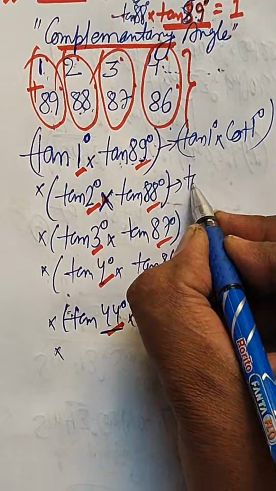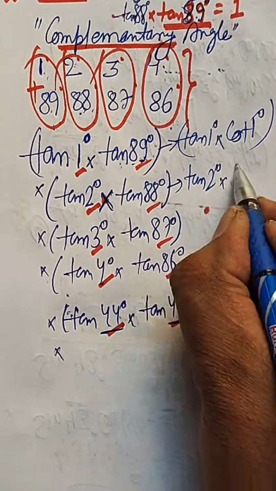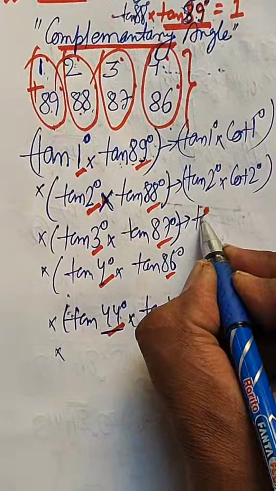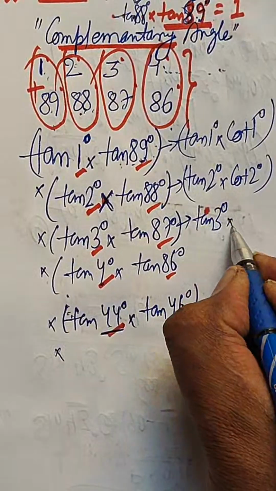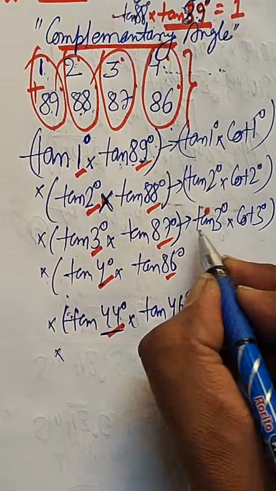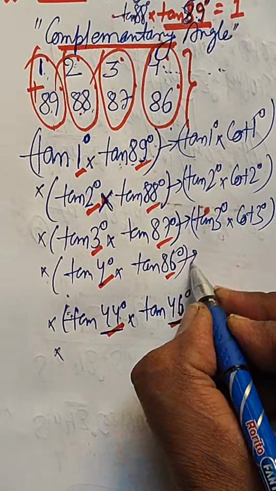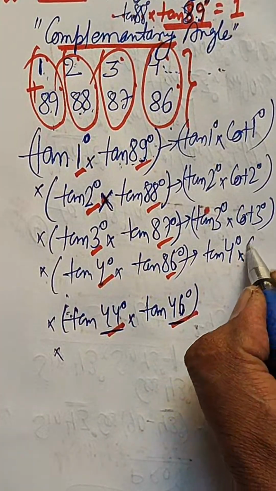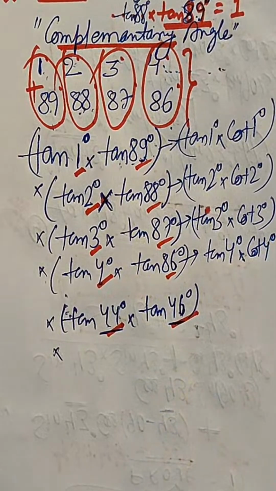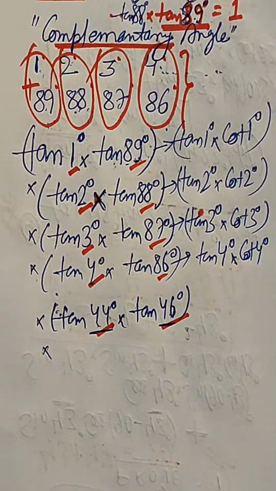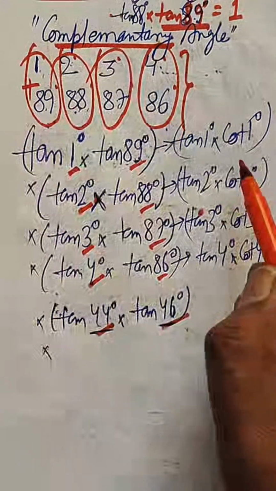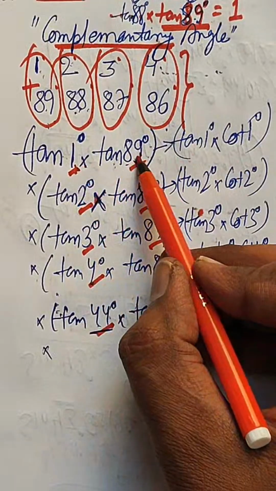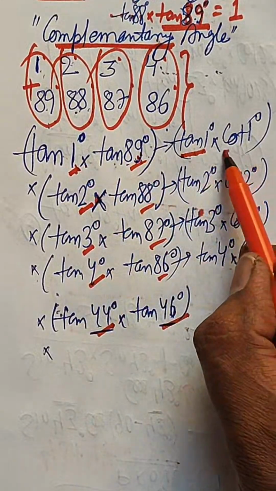This will be tan 2 degree into cot 2 degree. This will be tan 3 degree into cot 3 degree. This will be tan of 4 degree into cot of 4 degree, right? So the benefit here is that when the angle is multiplied with its complementary angle, then you can see tan 1 and cot 1.